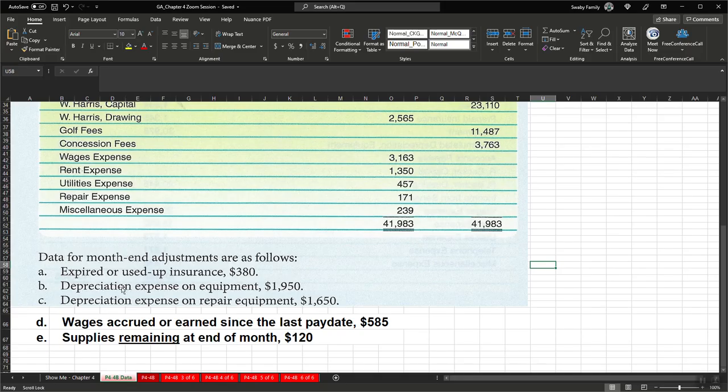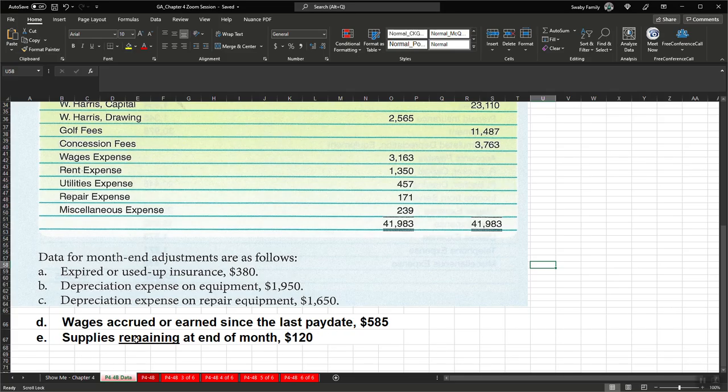Here are two regarding estimates. We have a piece of equipment that we're using over a period of time, and we estimate how much of that asset we have used up, and we record that as an expense. And then the next one we have is an accrual. The employees have earned $585 of wages, but they will not be paid until after the fiscal period, and so we have to record it now since that cost was incurred in this current period.